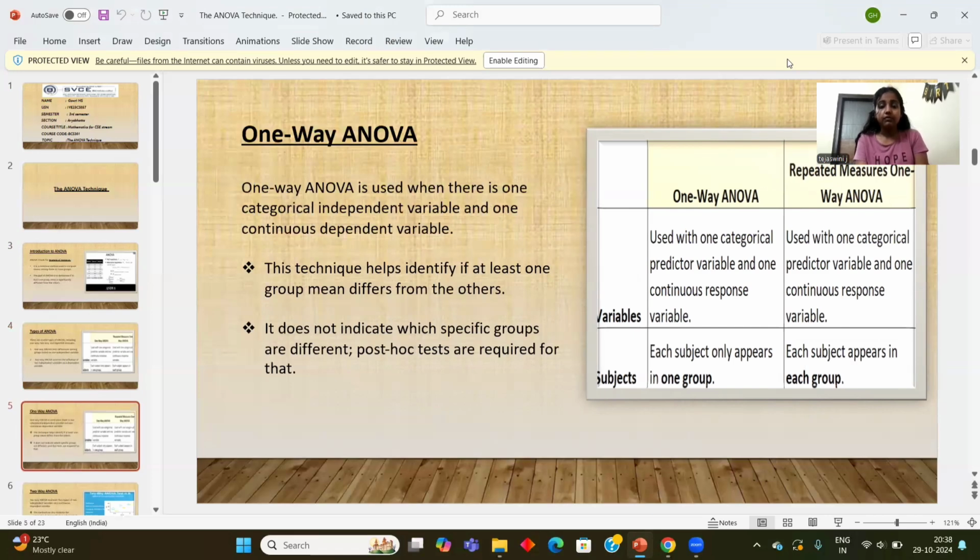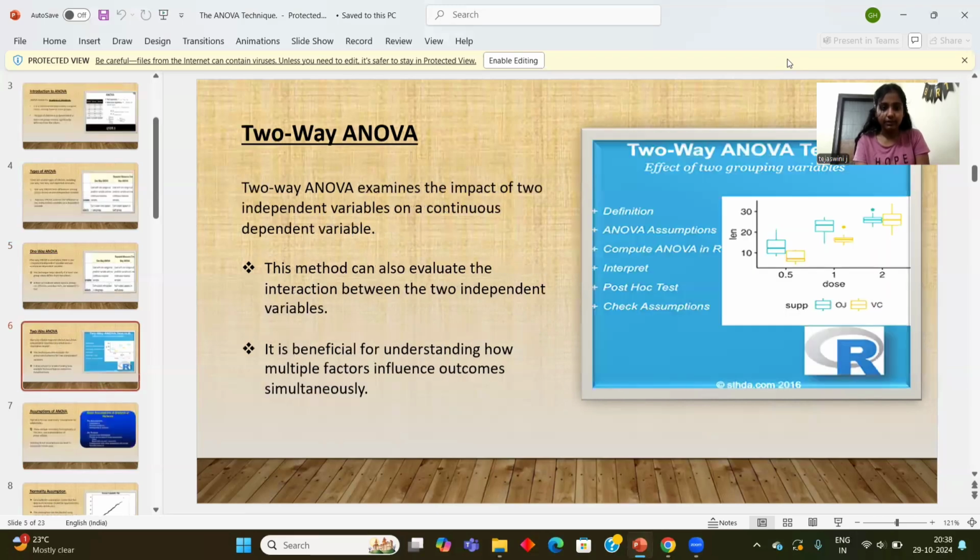One-way ANOVA. One-way ANOVA is used when there is one categorical independent variable and one continuous dependent variable. This technique helps identify if at least one group mean differs from the others. It does not indicate which specific groups are different. Post hoc tests are required for that.